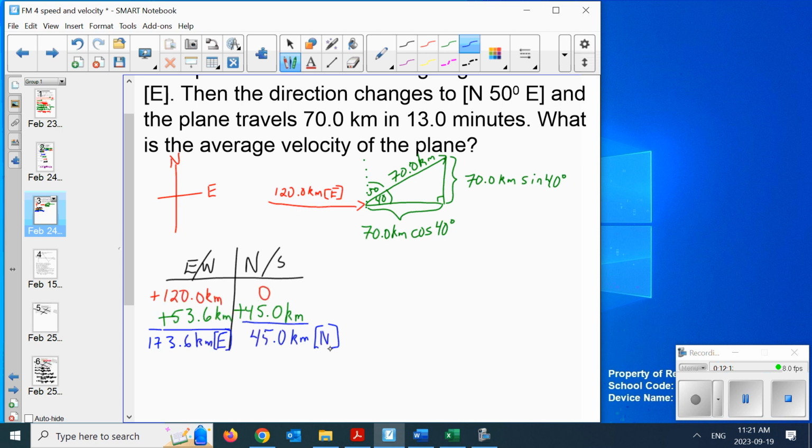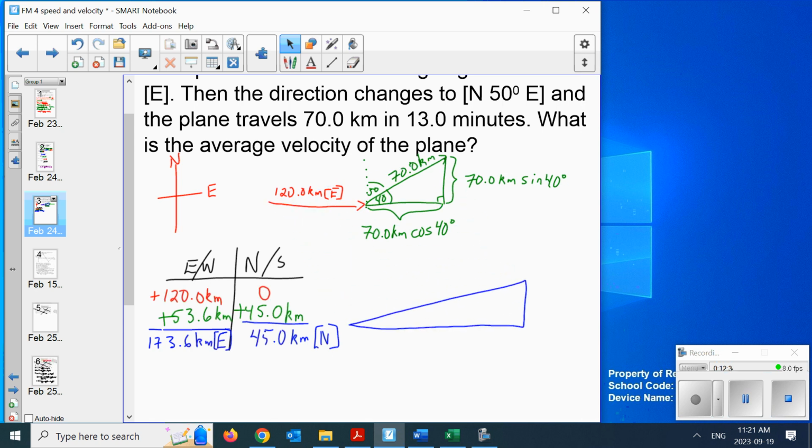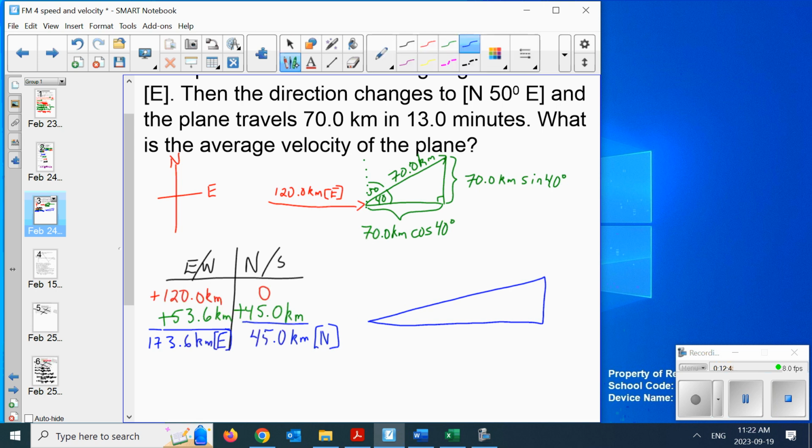I'm going to draw something on that diagram, but then I'm going to move it because it gets too messy. Let's see what I'm doing. I'm going to draw a rough sketch of what I just did. This is the blue triangle that we just figured out, but I'm going to just move it. Do you guys see what I'm talking about there? If you add up all the east and all the north movement of those two segments of the journey, this is what we got.